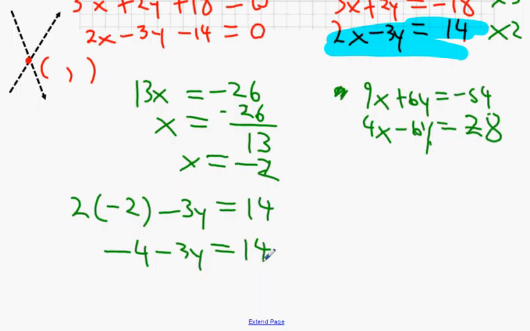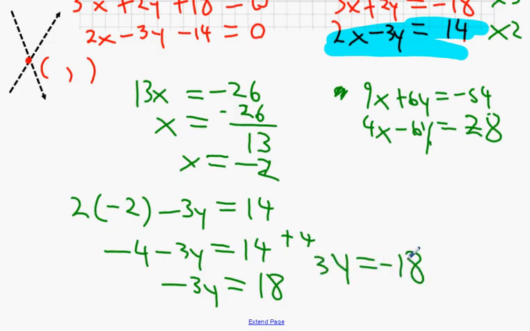Now, bring the 4 over the other side, minus 3y. It's going to be 14 plus 4 because the minus 4 goes to the other side and becomes a plus 4. Minus 3y equals 18, and therefore I'll multiply both sides by minus 1 first, and then I'll divide both sides by 3. Y equals minus 6. Minus 2, minus 6 is the point we're talking about. It's alright.